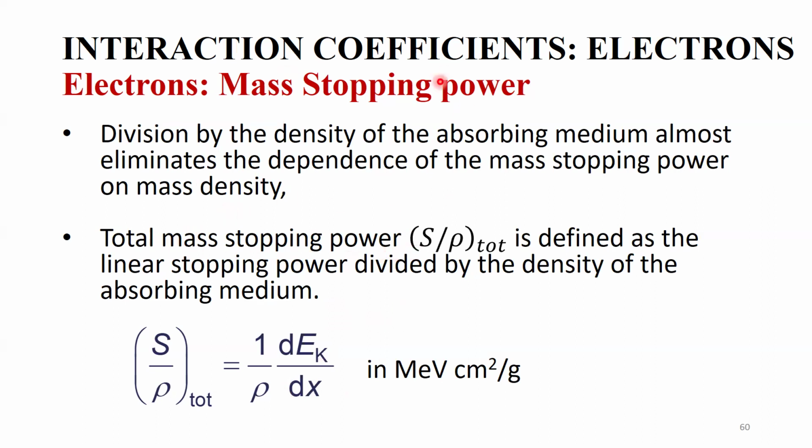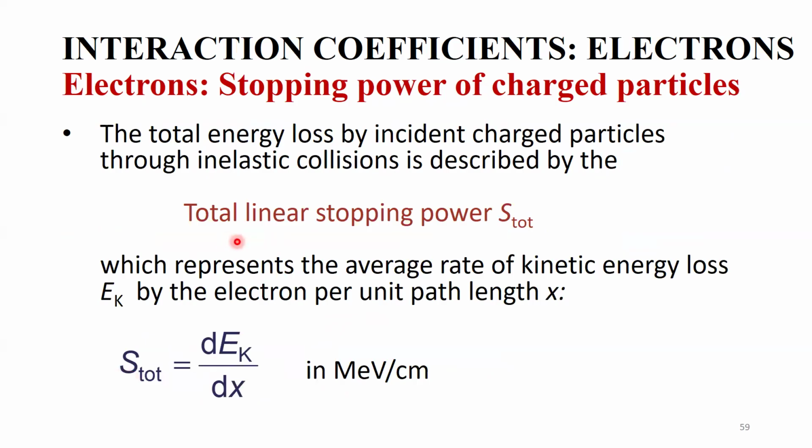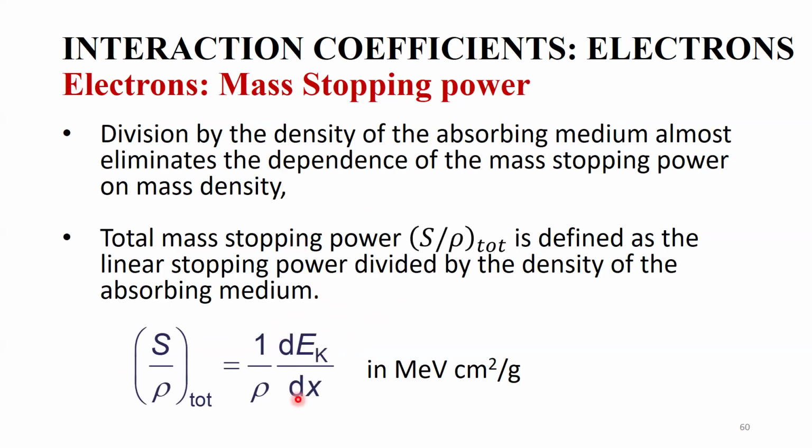Now the total mass stopping power, simply, by definition, is S over rho equal 1 over rho dEk over dx. dEk over dx is the total linear stopping power. If we divide by the density of the absorbing medium, we get the mass stopping power S over rho. So the mass stopping power is typically measured in mega electron volt centimeter square per gram. It represents the energy loss per unit mass of the absorbing material.